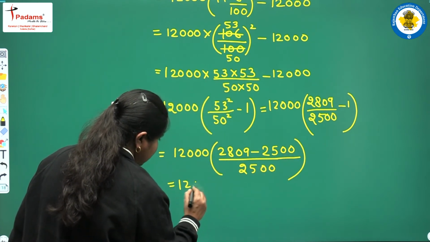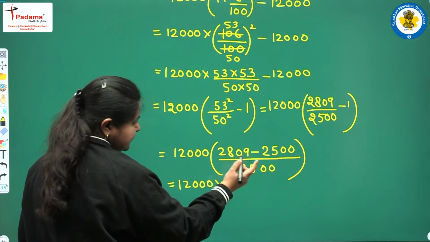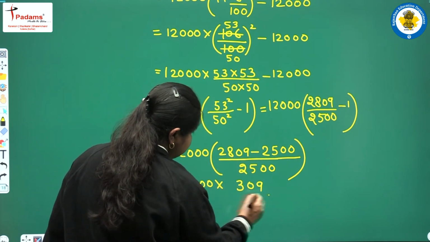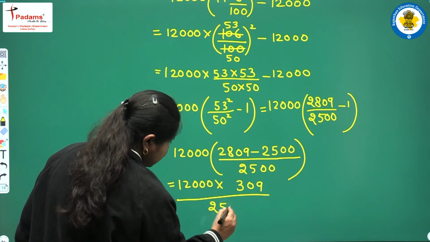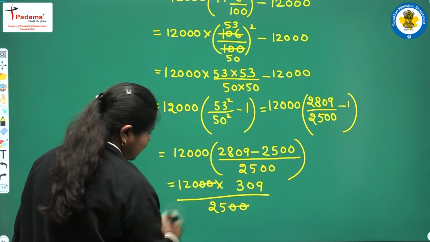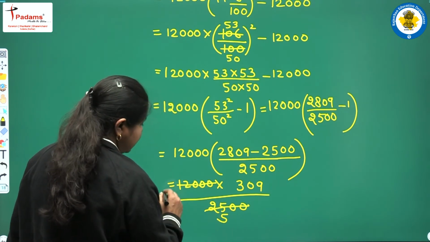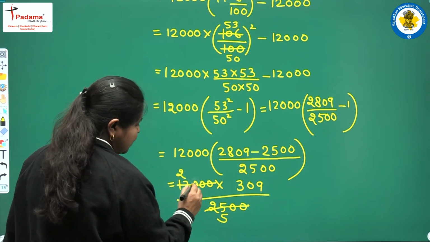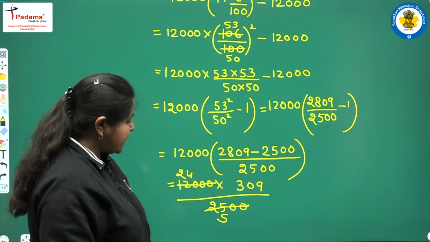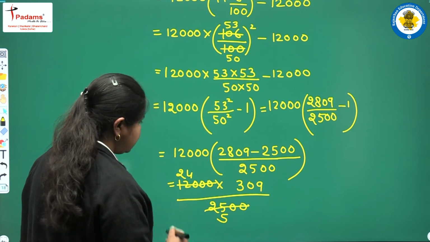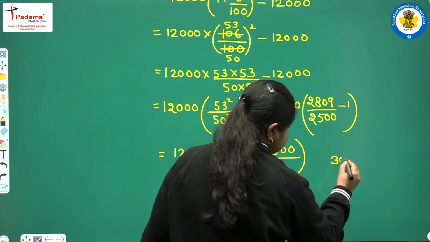This will be 12,000 into, subtract, you will get 09 and 8 minus 5 it's 3, upon 2500. These two zeros cancel. We can divide by 5: 5 5s are, here we will have 5 2s are 10, 20, 4s are 20. Then we can multiply 309 and 24. Let us multiply.